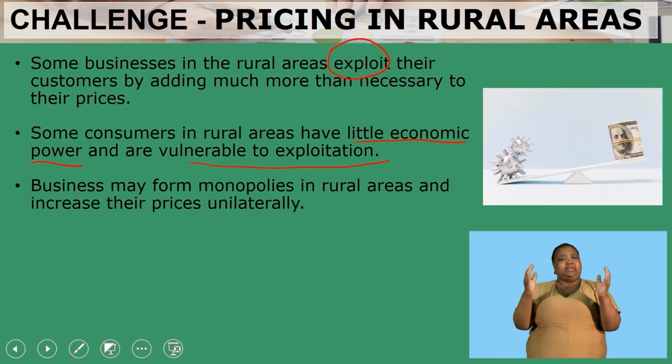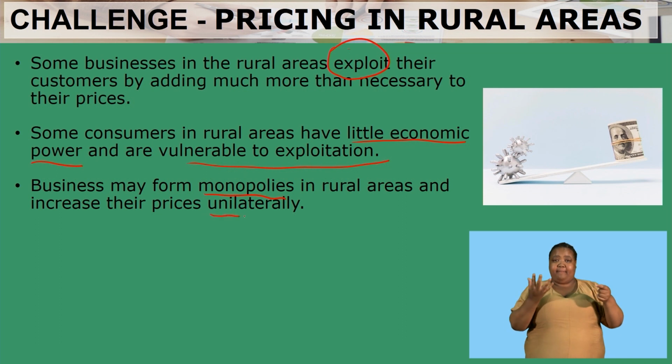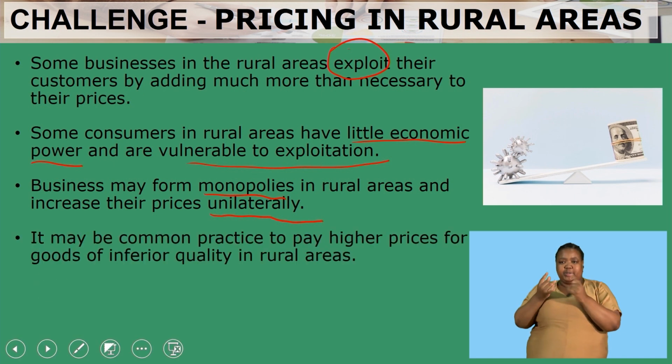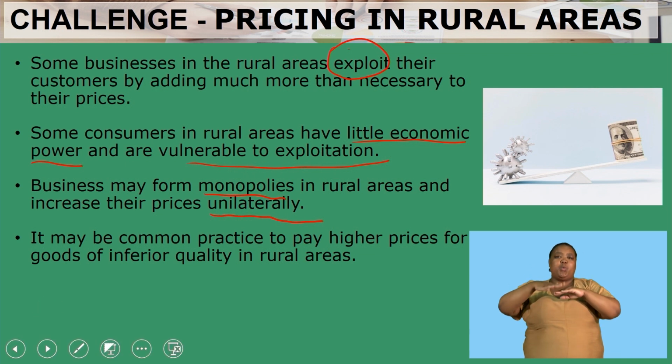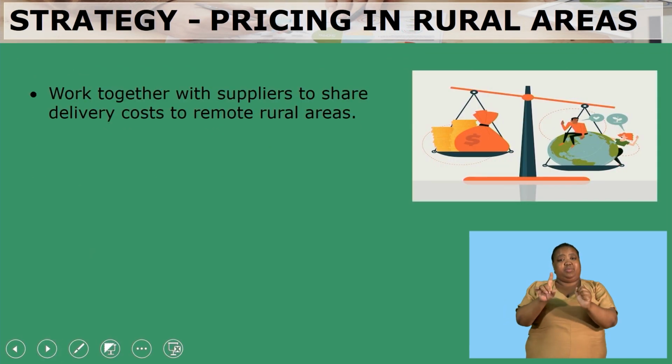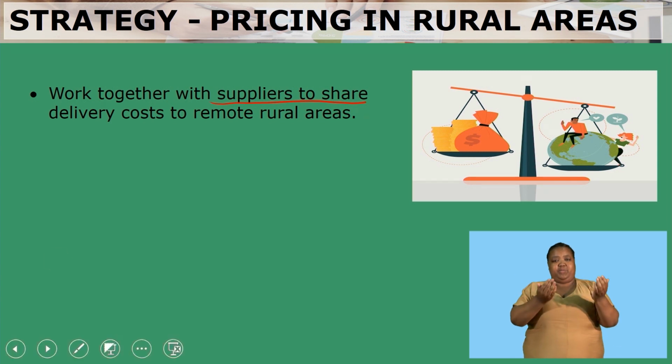Right, businesses may form monopolies, meaning only one supplier in the rural areas, and increase their prices unilaterally. What does that mean? Without consulting anybody, basically. It may be common practice to pay higher prices for goods of inferior quality in rural areas, but what is the strategy? Work together with the suppliers. Why? So that you can share delivery costs in remote rural areas. So you're working with suppliers, not alone, so that we can share the delivery costs in those remote rural areas.